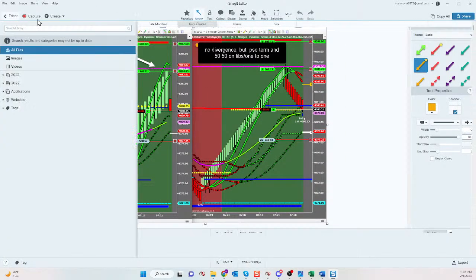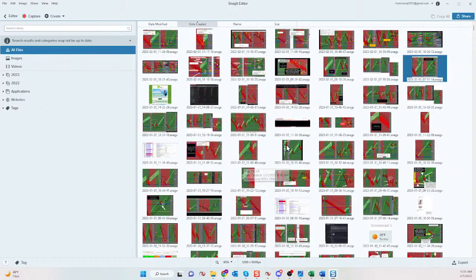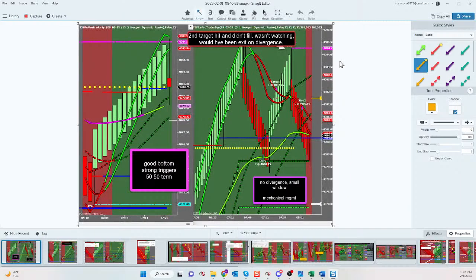All right, that was almost it. Here we go. Guys, here's that mechanical approach. Took an entry right at support, right inside of favorable large triggers. Okay. $100 on the first contract. Move my stop to break even. Guys, it hit my second contract and didn't fill it. In the real world, I would have exited with divergence because I have a management plan. But look at this. It came all the way back and caught me. I had zero loss. I think I made $112.50 on this trade.